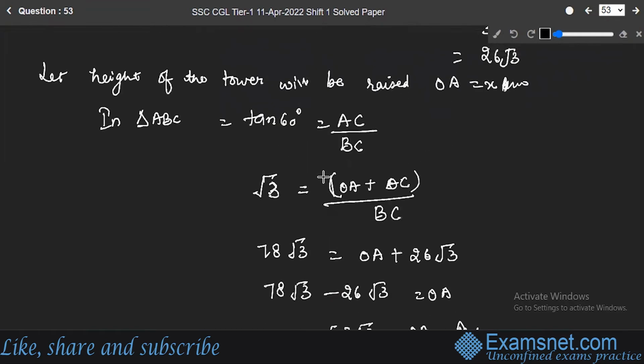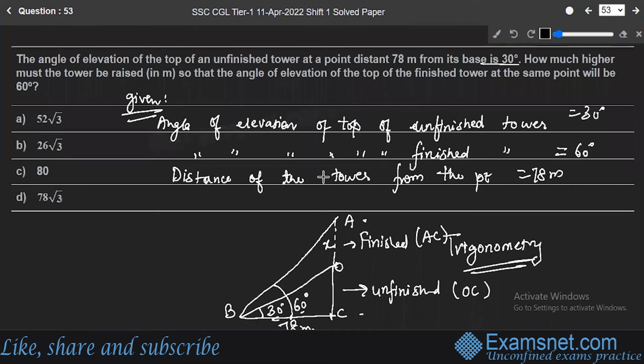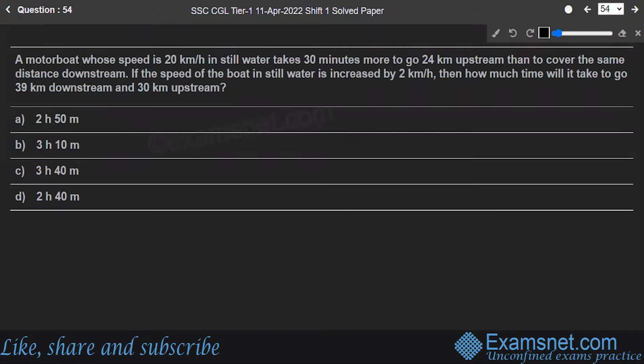Hope you are clear with this question. Let's check the options, which is the correct one. Option A is the correct answer for this question, 52 root 3. Let's move on. Next is question number 54.